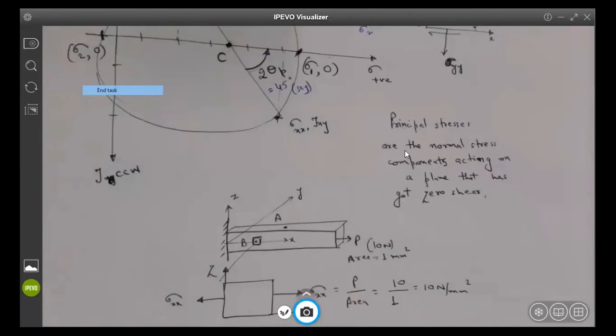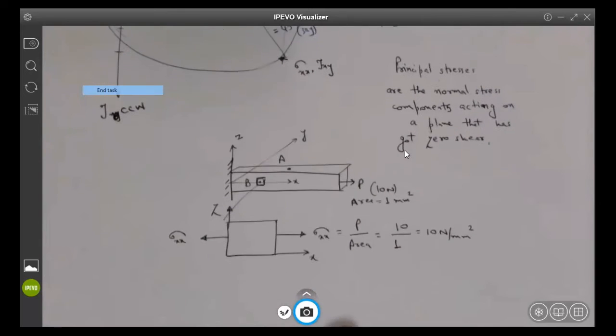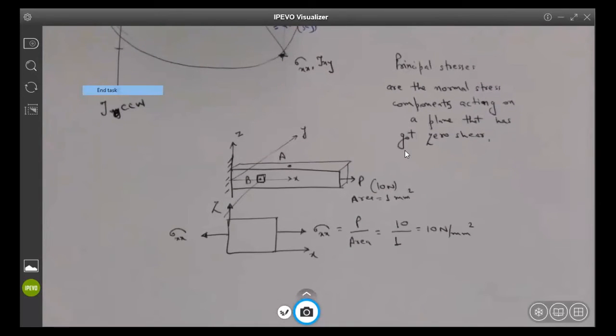Could you move your paper up again, please? Up or down? Thank you. Yeah, that one's good. Down? No, it's good now. Okay. Thank you.